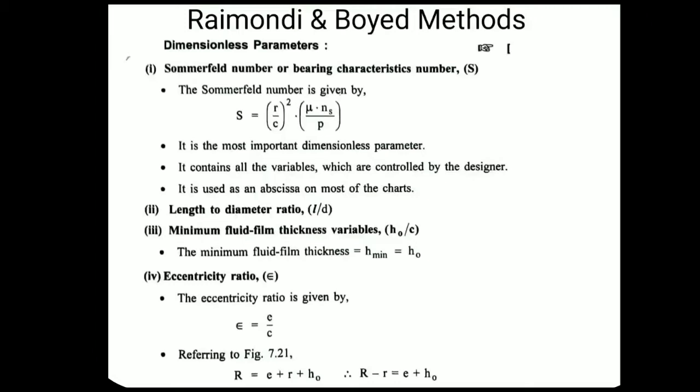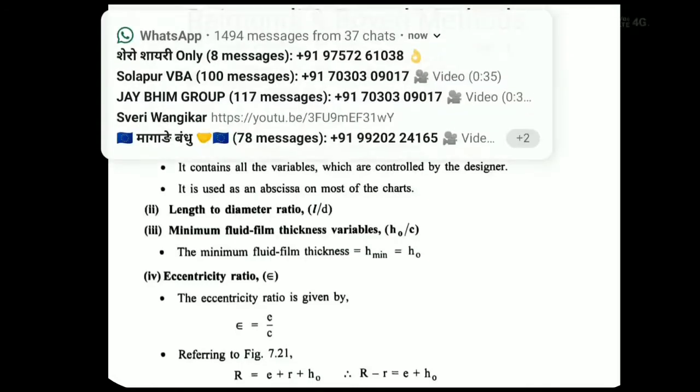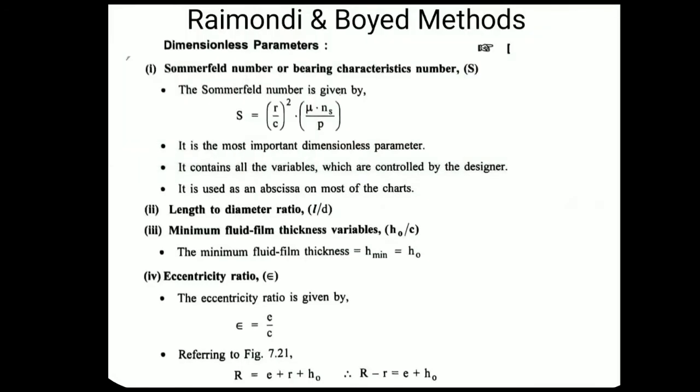Here Petrov explained the frictional torque. Reynolds explained three parameters: pressure gradient, velocity gradient and flow rate. But Raimondi and Boyd explained the process of finding dimensionless parameters. They defined a few dimensionless parameters which you can consider for a sliding contact bearing. The first parameter they suggested is the Sommerfeld number or bearing characteristic number, indicated by S.